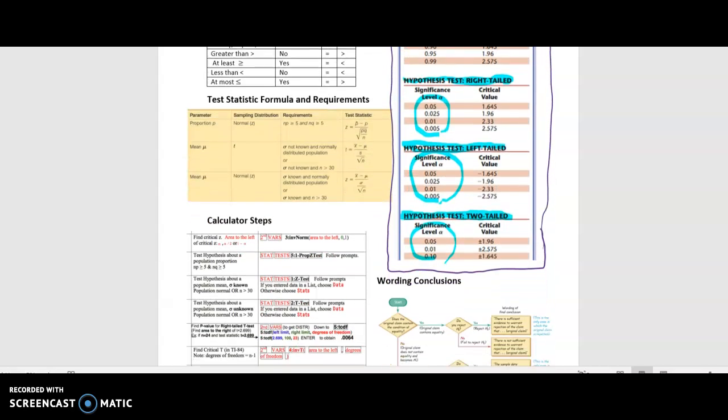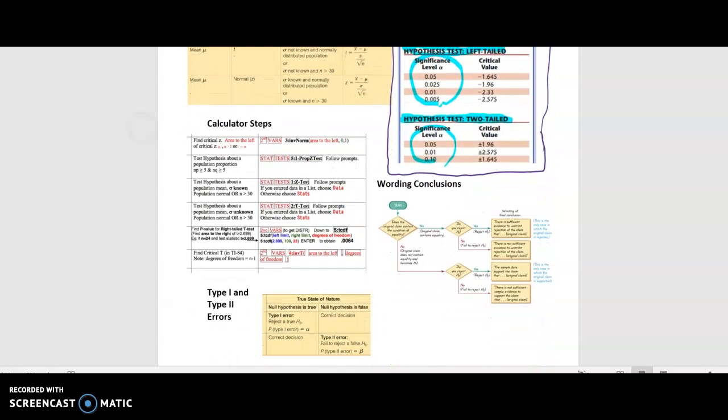We move down to the lower left-hand side of this same page towards the bottom. We have our calculator steps. These are also in your calculator packet, but these are the steps that we're going to need in order to perform our hypothesis tests in this unit.